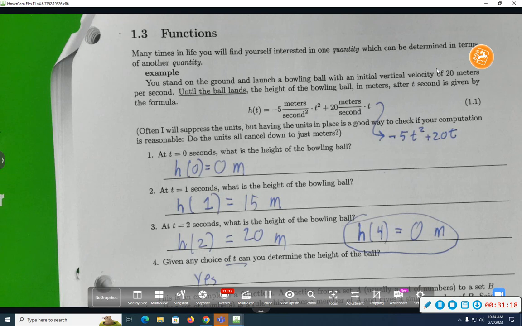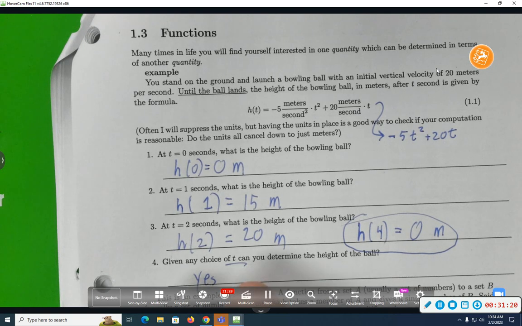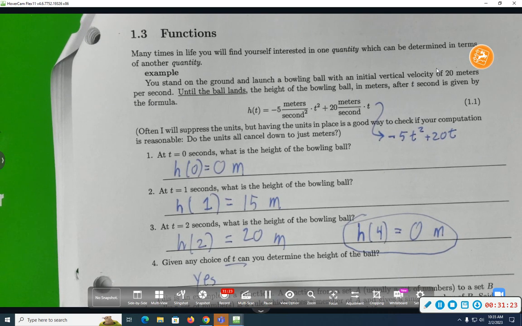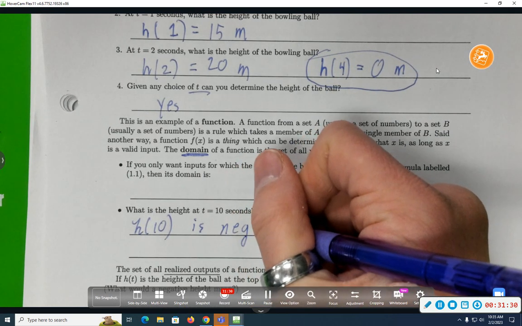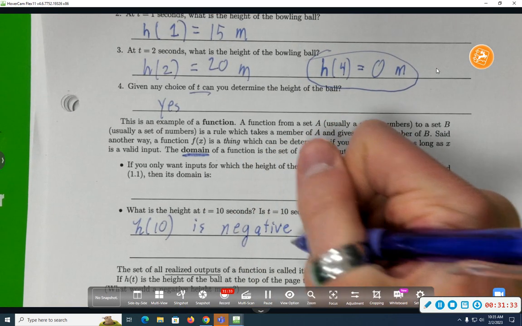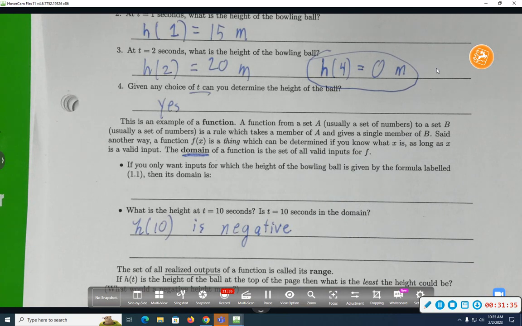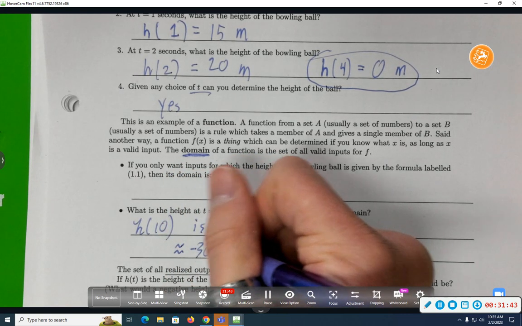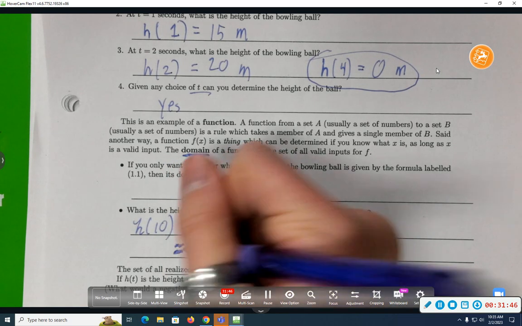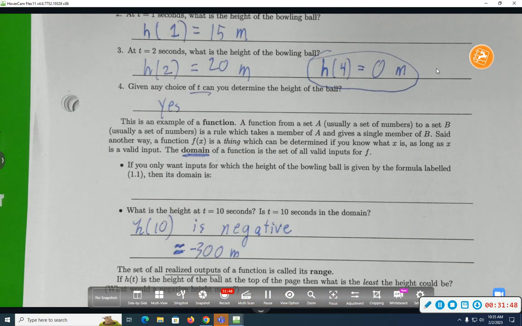Tell me, what happens at t equals 10 seconds? Oh, yeah. The height at 10 seconds is negative. Did anyone actually figure out exactly how negative it is? I guess it doesn't really matter. I think it's around negative 300. I think it's exactly negative 300 meters. You disagree? No, it's just a dumb height for a bowling ball to be at. It is a dumb height for a bowling ball to be at.